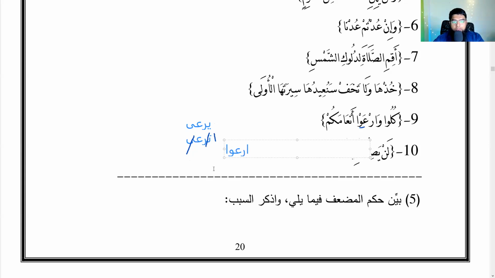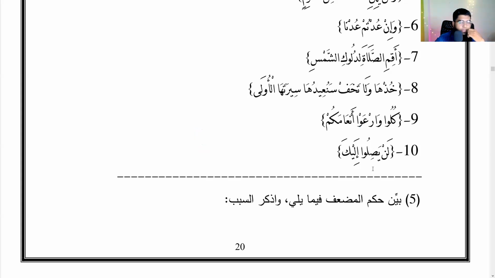This is aliful, I forgot its name. This alif is aliful wiqaya. It will protect the word from being joined together, because people might think this is a waw meaning 'and'. So, ir'au, ir'au. Anything else? Nothing else. Okay.